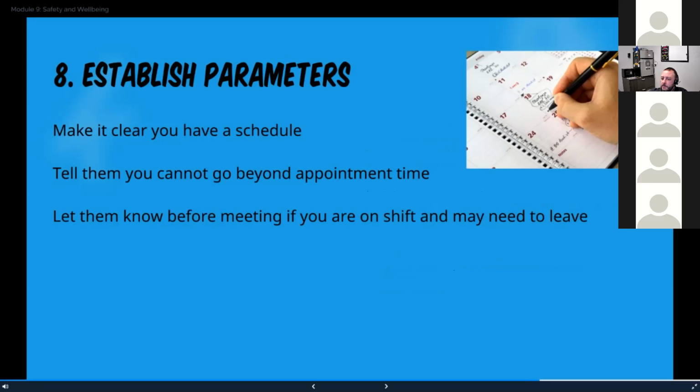Number eight, establish perimeters. Once again, make it clear you have a schedule. Tell them you can't go beyond the time, and let them know that if you're on shift, you may have to leave for an emergent call. A lot of your rural areas are going to be dual providers, right? You're going to be a 911 provider that's out doing chems appointments. Just let them know in the beginning, hey, I'm carrying my radio. If a true emergency comes out, I'm going to have to leave you. It's not that I won't come back and see you. It's just that we may have to cut our appointment short.